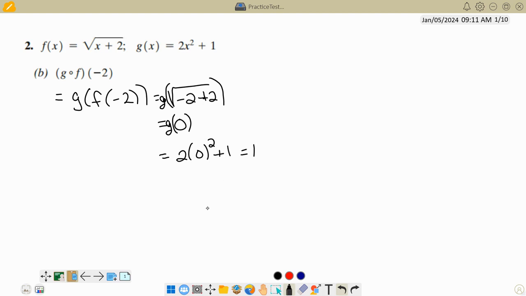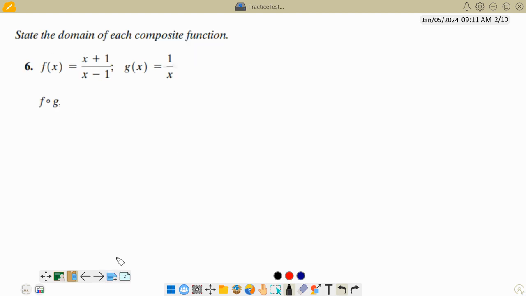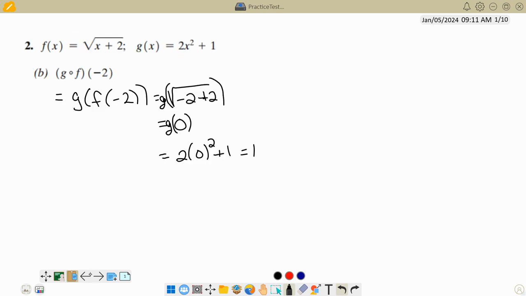Okay, let's go to the next one. Number 6, same idea here. We're doing f following g. So when you hear that following g, that means g is done first, then the f function's done. But if you write it like this, it's a little bit clearer. And you notice there's no number here like we had on the last one. What was the last one? We plugged in -2, I think, right? We plugged in -2 for that x value right there.